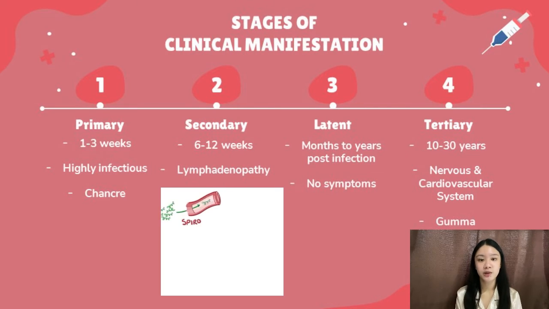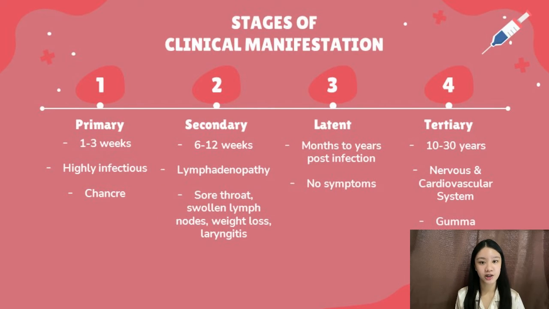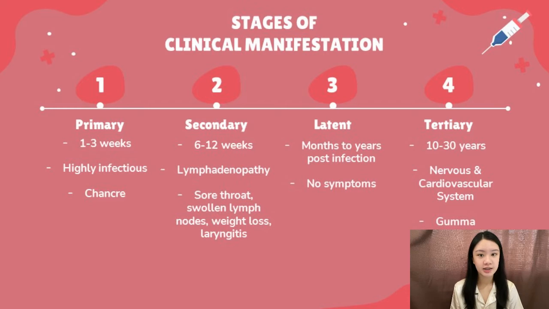Next is the secondary stage, which occurs 6 to 12 weeks after the infection. During this stage, spirochetes enter the bloodstream. That is why the signs and symptoms of this stage include sore throat, swollen lymph nodes, body malaise, fever, weight loss, fatigue, and laryngitis. Next is the latent stage, which occurs months to years post-infection, and it is when the disease enters the dormant or asymptomatic stage.